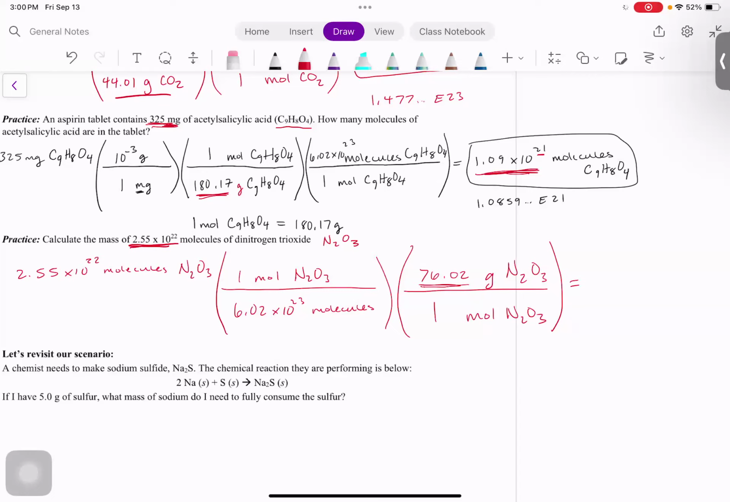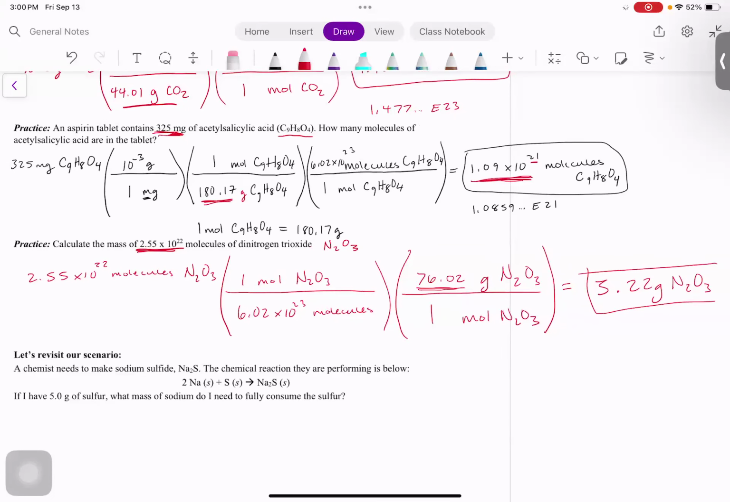So 2.55 times 10 to the 22nd divided by 6.02 times 10 to the 23rd times 76.02, and we end up with 3.22 grams, rounded to 3 sig figs. So 3.22 grams of N2O3. And that is how we can convert from molecules to grams.